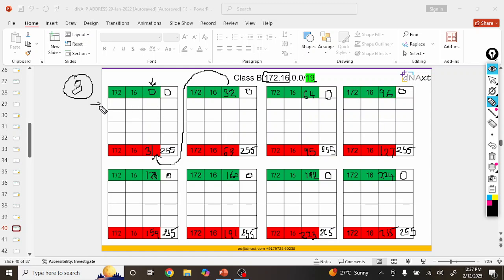Now let's write down the first valid host. First valid host is 172.16.0.1. Then 172.16.32.1, 64.1, 96.1, 128.1, I mean 172.16.128.1, 172.16.160.1, 172.16.192.1. After 192, 193 will not come; only after the full 0 to 255 rotates in the fourth octet will there be an increment of 1 in the third octet. Then 172.16.224.1.